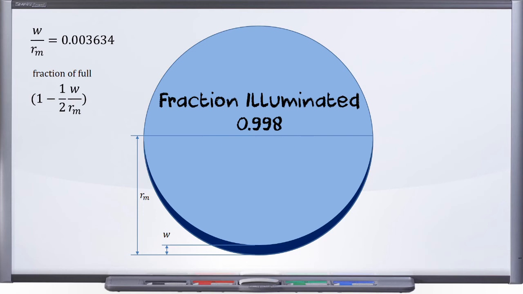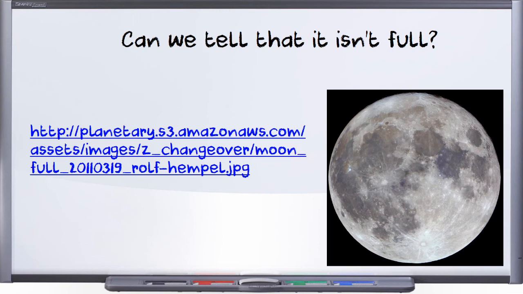Now I did make a few shortcuts. I didn't account for the fact that the viewer could be in a different place on the Earth. That could make it very slightly worse than this. In reality, I've seen this number go to 99.7. So the next question: with 99.7% illumination, can we even tell that the moon is not completely full?